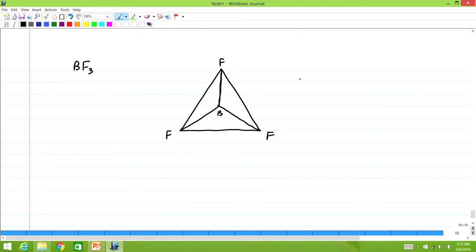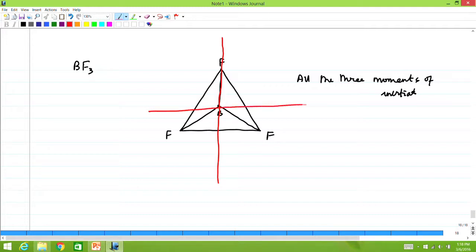Now you are asked to calculate all the 3 moments of inertia. It's a very simple exercise. So what are these axes? We can choose one axis. Let me use a different color. Let me choose one axis as the axis that passes through one of the bonds. The center of mass is right where the boron is because of the symmetry of the system, and therefore the second axis, which is perpendicular to that, again passes through the boron, and the third axis is perpendicular to the plane of this screen. Okay. That's the third axis.